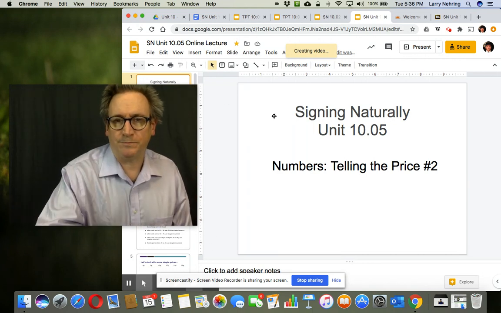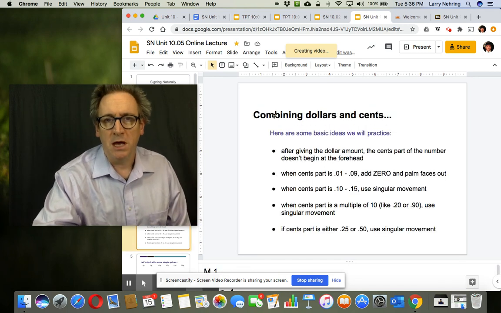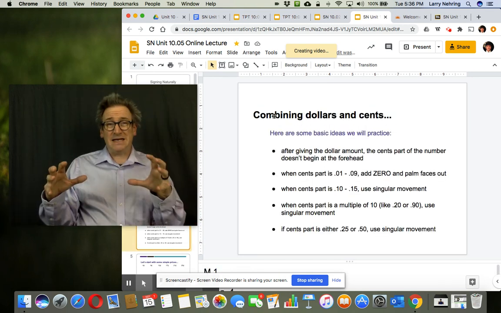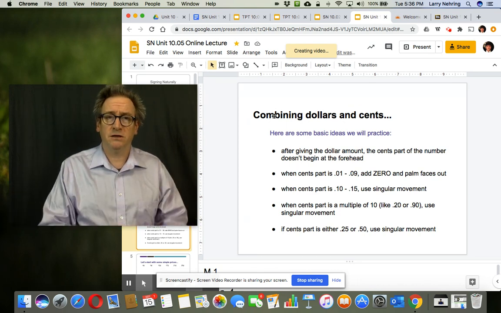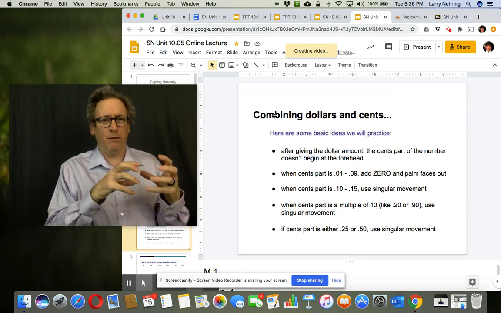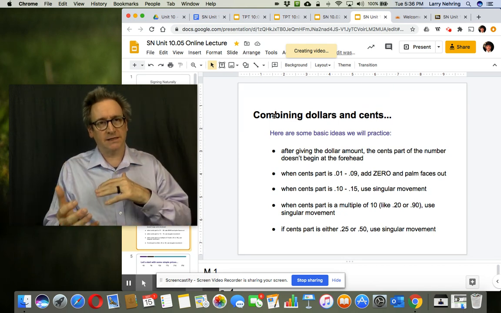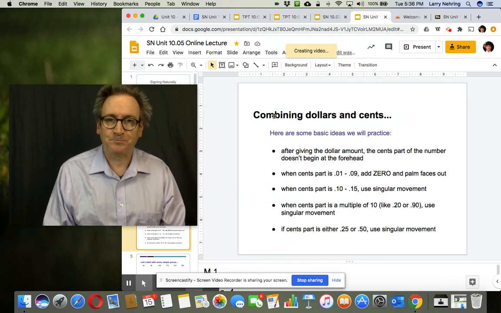Okay, so this can be telling the price too. I'll put the whole thing right here. The basic idea is that we're going to build on unit 10.2, which was telling the price, the first one. We're going to talk about now mixed numbers, dollars and cents. In the last one we only told whole units.